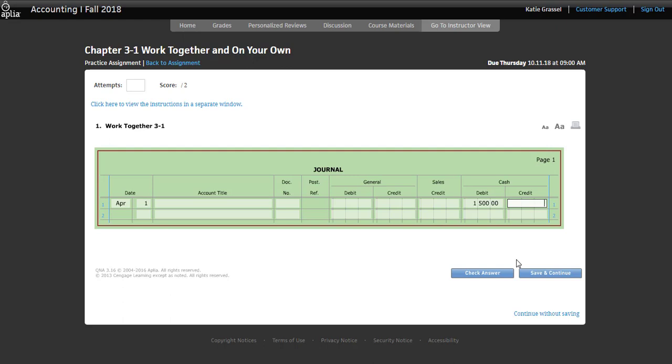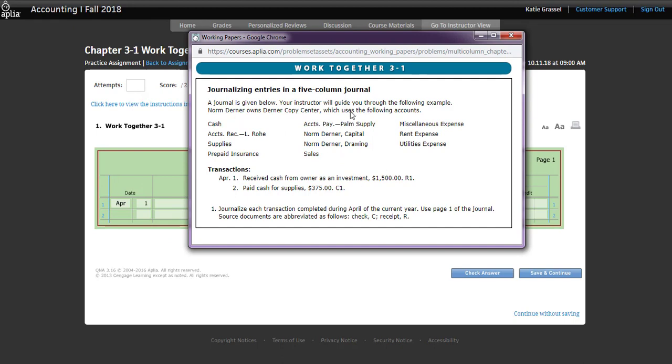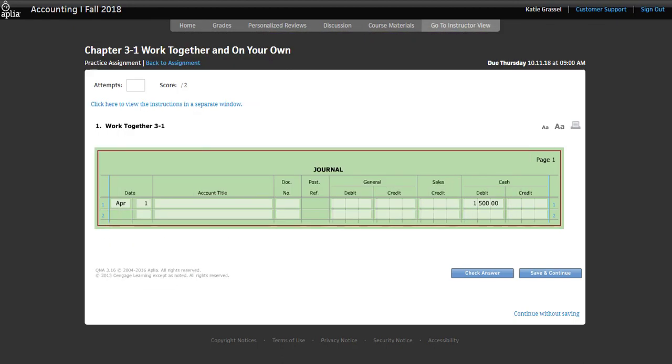What was my other account? Yeah, it is going to be the name of my owner. And in our directions, they gave you all of the accounts that you could use. Okay, so we're going to go ahead and use Norm Dermer Capital. My source document is going to be R1, standing for Receipt 1. And Norm Dermer Capital is going under General as a debit or credit? Credit. Because I still have to have a debit and a credit.